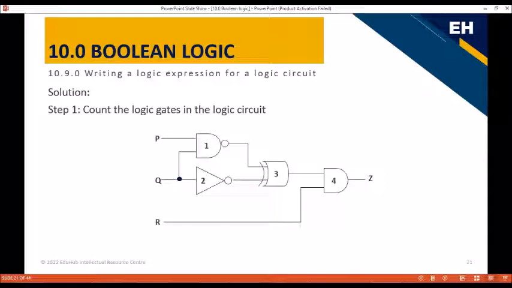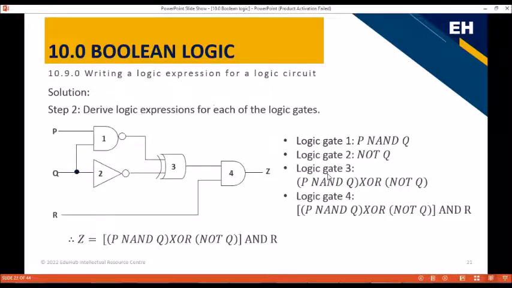Step 1. Count the logic gates in the logic circuit. So I have started my counting. The first logic gate I've counted here is the NAND gate. The second is the NOT gate. The third is the XOR gate. And the fourth is the AND gate. Step 2. Derive logic expressions for each of the logic gates.